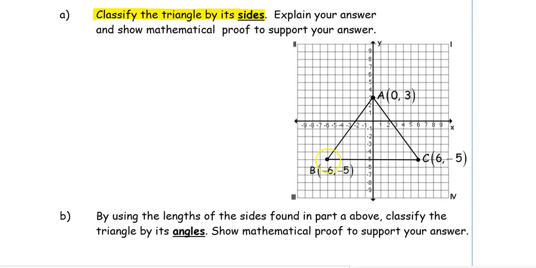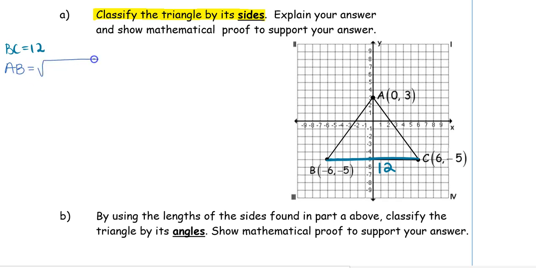One side is easy. If I have a horizontal or vertical line, all I have to do is count. So I count here and I find that this length is 12. So we start off with knowing that BC is 12. That's nice. But I still need to find AB, I need to find AC, and because they're diagonals, I have to use that distance formula, not Pythagorean theorem, I have to use the distance formula.